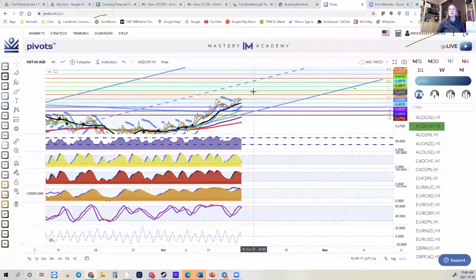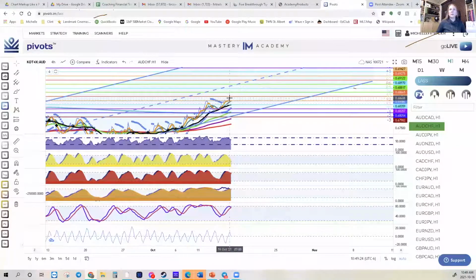Because when you buy with the trend, you're more likely to get into good profit because you're buying with the momentum of the market. And then, of course, you're looking at your pivots and your LAS for opportunities, and you can use your channel as an opportunity to take that trade.